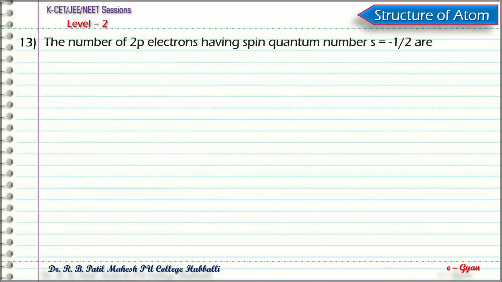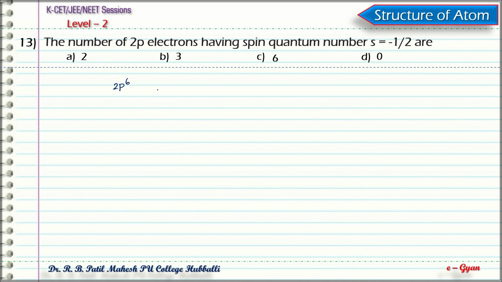Question number 13. The number of 2p electrons having spin quantum number S equal to minus 1 by 2 is. In 2p, we have a total of 6 electrons. It consists of 2px, 2py and 2pz orbitals, so these are the three possible orbitals for p. In each p orbital there are two electrons, one up arrow and another down arrow. That means one is clockwise rotation and the other is anti-clockwise rotation.